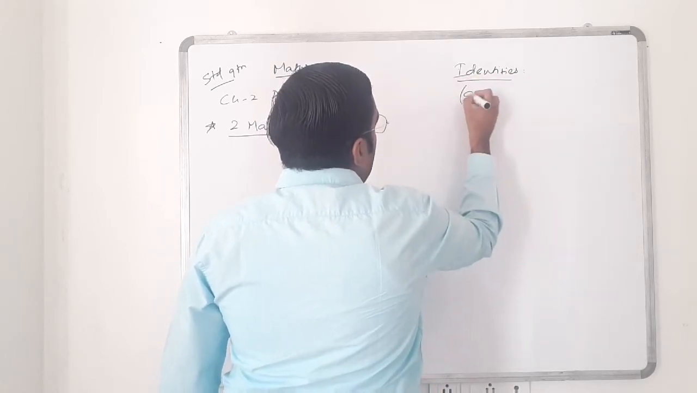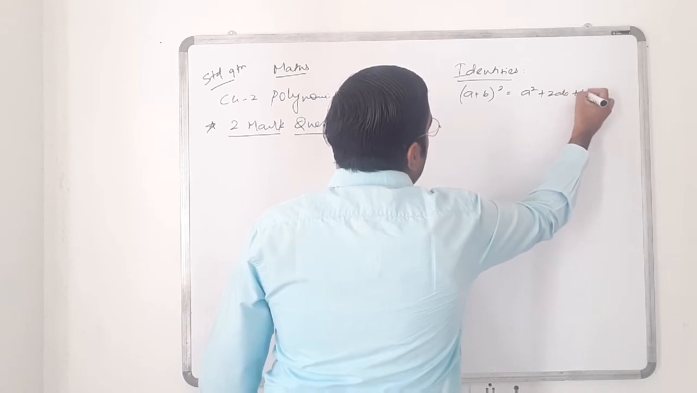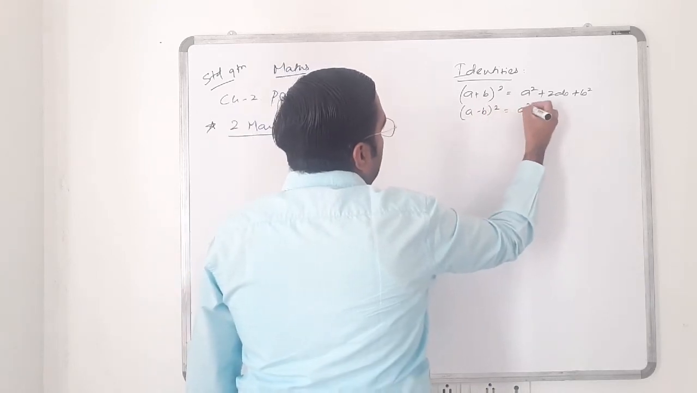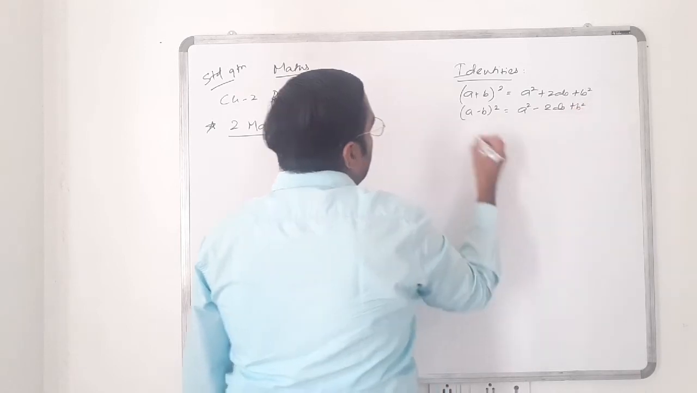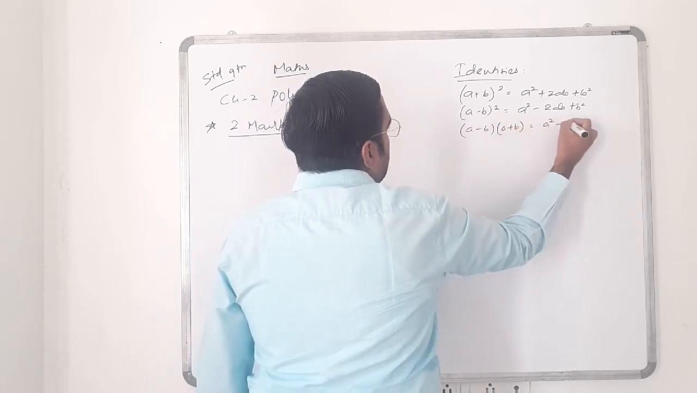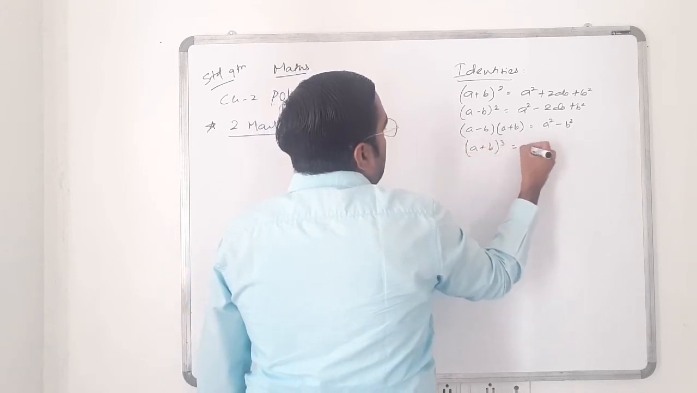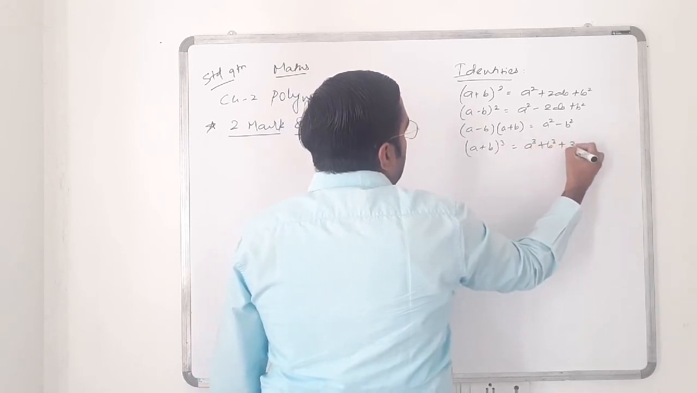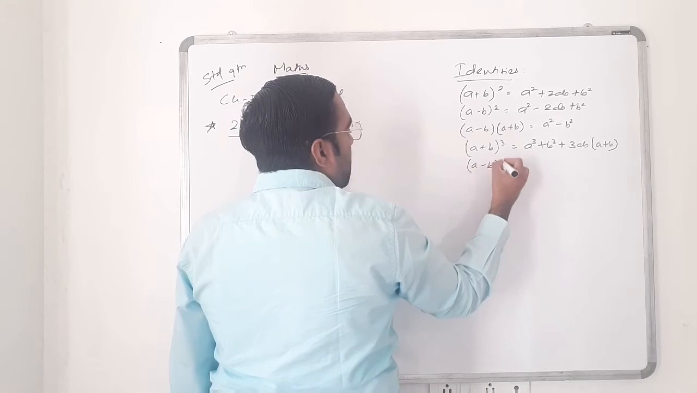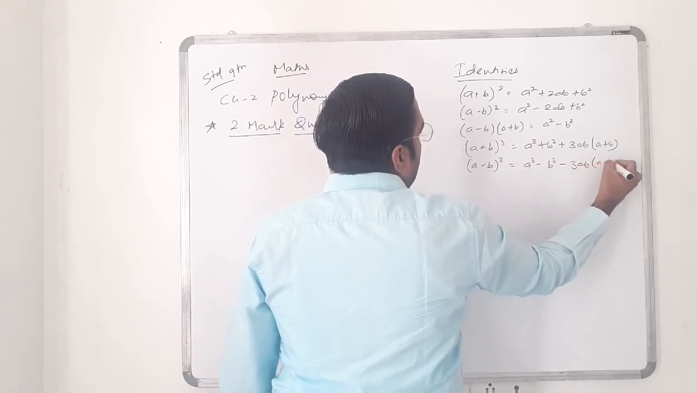So the first identity is (a plus b) whole square, that is a square plus 2ab plus b square. (a minus b) whole square is a square minus 2ab plus b square. (a minus b)(a plus b) is a square minus b square. (a plus b) whole cube is a cube plus b cube plus 3ab(a plus b). (a minus b) whole cube is a cube minus b cube minus 3ab(a minus b).